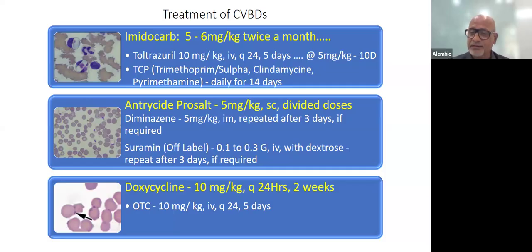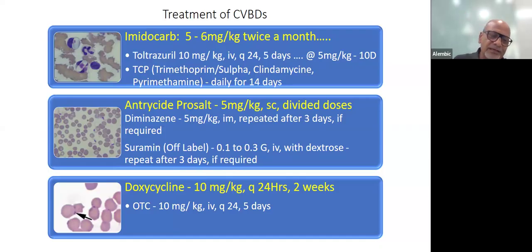Care has to be taken that it is properly going into the vein. If it goes into the perivascular region, then there may even be sloughing. It is a highly irritant drug, so one has to be very, very careful. But all said and done, I think trypanosoma cases respond very well to antricide treatment or quinapyramine treatment.